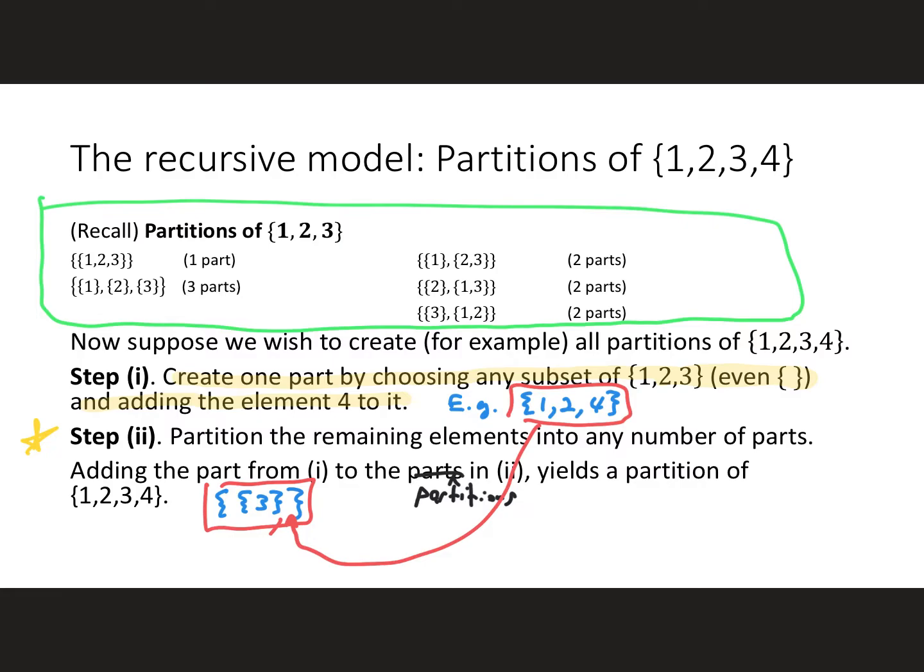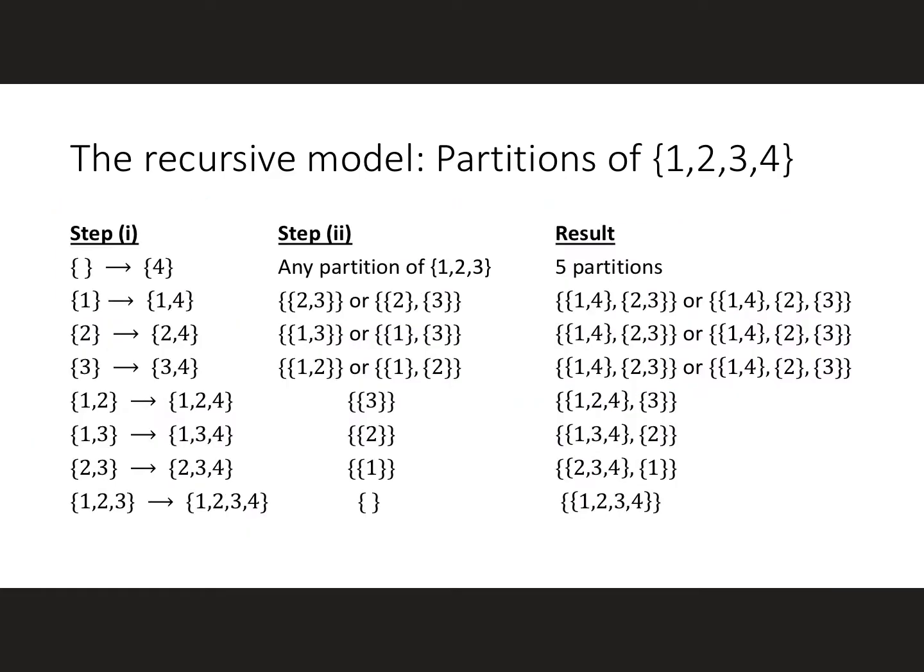So I'm always going to follow these two steps, but I'm going to break it into cases based on how many things I choose in step one. So here's an illustration of what this will look like to build all of the partitions of 1, 2, 3, 4. And you'll notice that I am breaking these into cases based on how many things I'm choosing in step one. So the first thing I could do is choose nothing in step one.